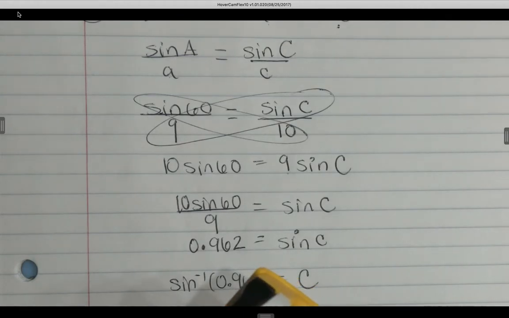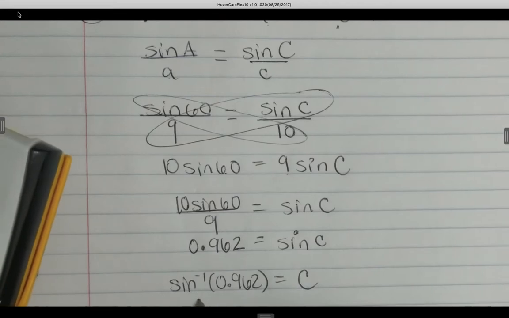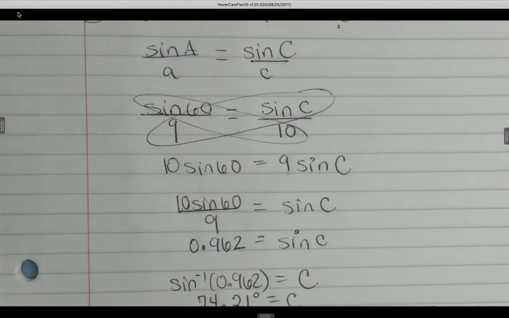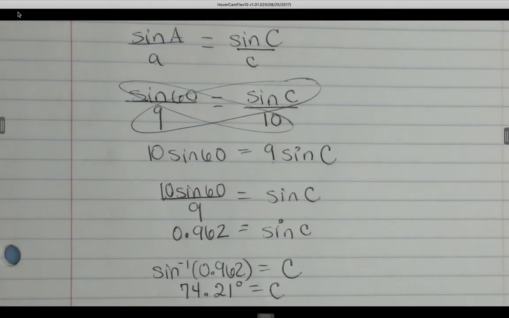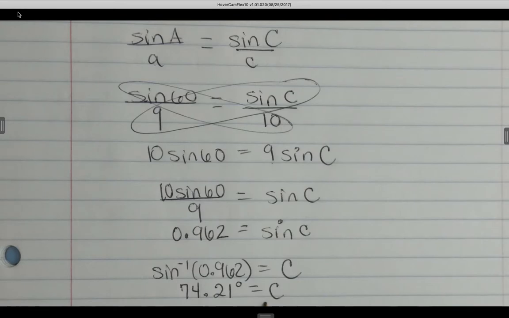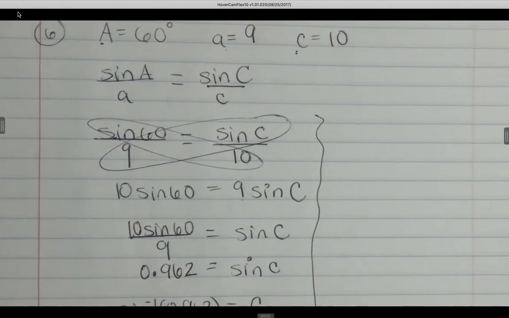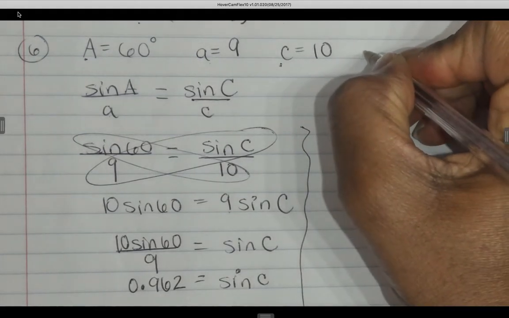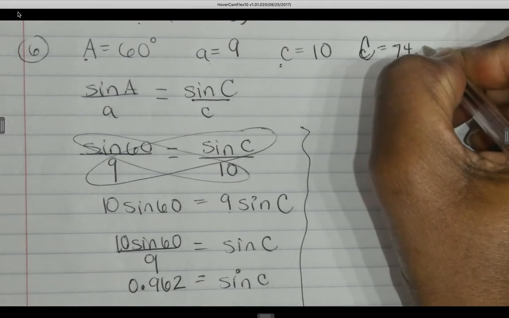So I'll type that in the calculator. Sine inverse of my previous answer is about 74.21 degrees. All right, so I had all the information for A. Now I have all the information for C. My last piece is, well, let me figure out information for B. So I'm just going to write here that that angle C is 74.21.